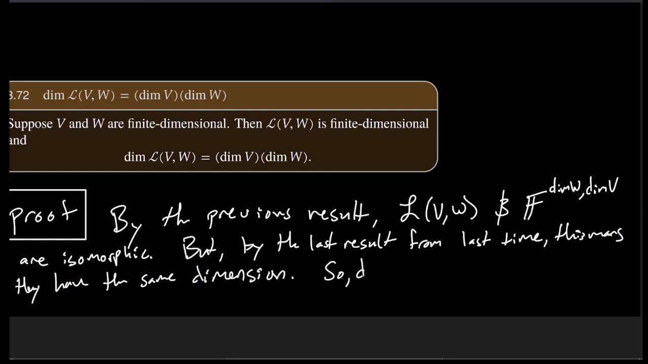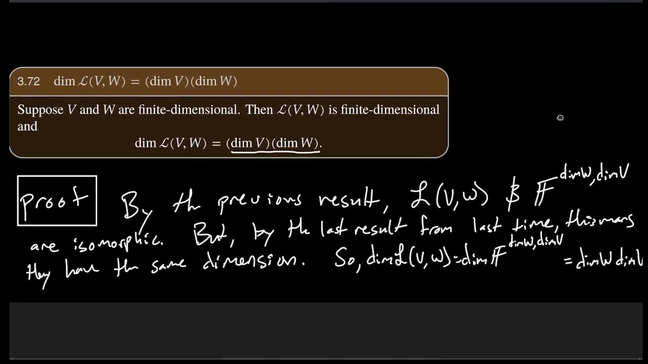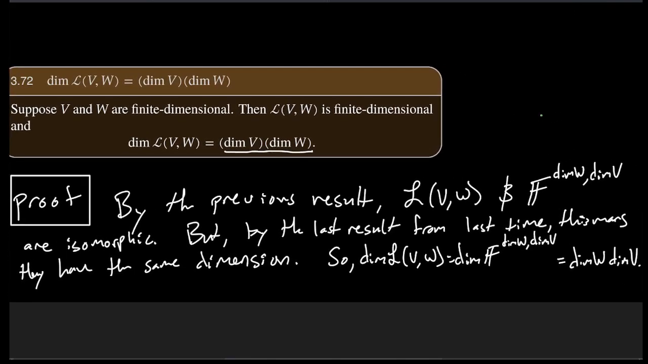So the dimension of L(V,W) is equal to the dimension of F^(dim W, dim V), which we know, the dimension of F^(m,n) is m times n. So this is just dim W times dim V, which is what we wanted to show. Sweet. All right. So we can do some stuff.